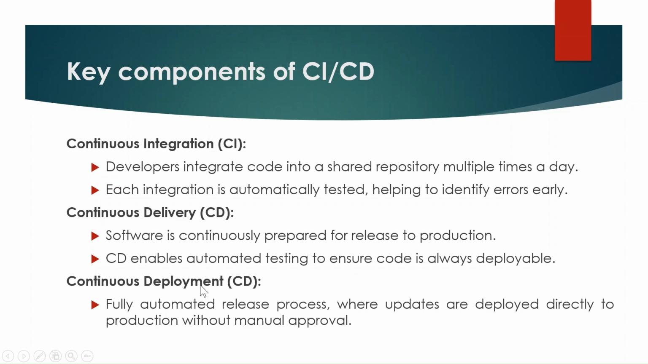Fully automated release process where updates are deployed directly to production without manual approval. Once the code has been tested and integrated, it needs to be deployed to the user. So continuous deployment will automate this process. It will keep the live environment monitored to make sure everything is running smoothly.